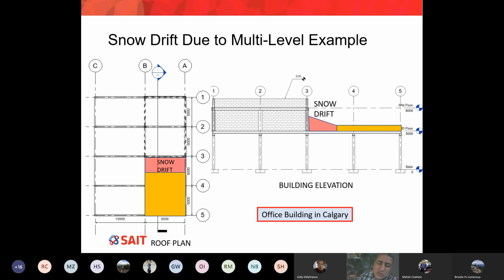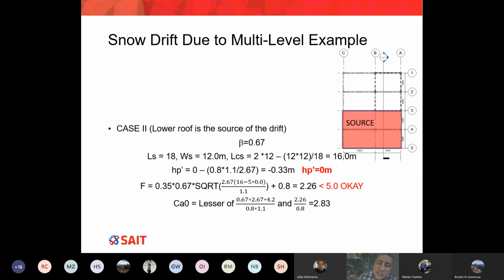So in case number 2, where the lower portion of the lower roof is the source, it is 12 by 18. You can see that very clearly here. So the beta, because it's case number 2, beta is equal to 0.67. LS is 18, WS is 12, and you can find the characteristic length of the source, which will be 16 meters. Remember, 16 is in between 18 and 12. If you get anything else, it means you've made a mistake. L sub C S should be anywhere between LS and WS.